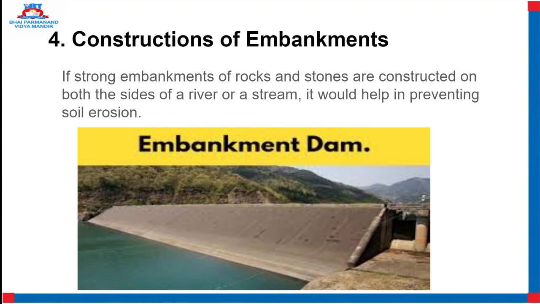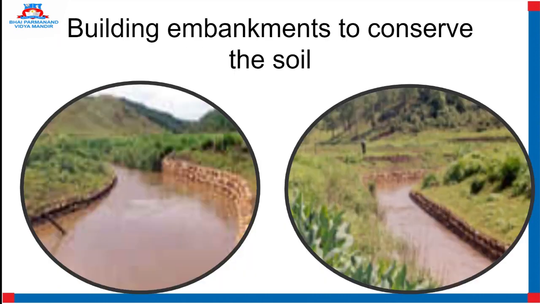Children, we all know that running water washes away a large portion of the fertile topsoil during the floods. So, if the embankments are built, it will prevent flooding of water in the adjoining fields and check soil erosion. So, we can say that construction of embankments will help in preventing soil erosion. Children, I hope it is clear to you all. Okay, children, these are the pictures of the embankments which are built along the sides of the rivers.